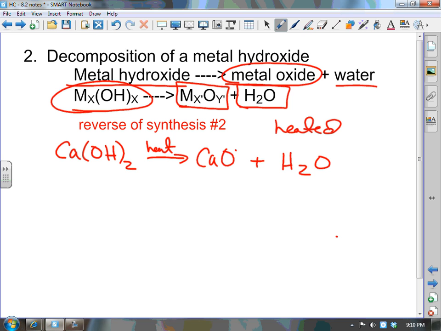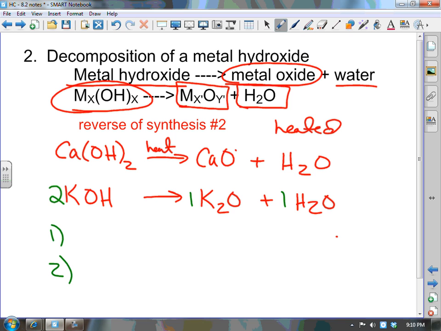We could have something else, let's say potassium hydroxide, KOH. Potassium plus 1, hydroxide minus 1. Potassium breaks apart and is left with just oxygens. It's K2O. Again, potassium plus 1, oxygen minus 2. And then water molecules. Now, in this example, it's not balanced. So the only way this is going to work is if 2 KOHs break apart. Then we'll get a K2O and a water molecule.